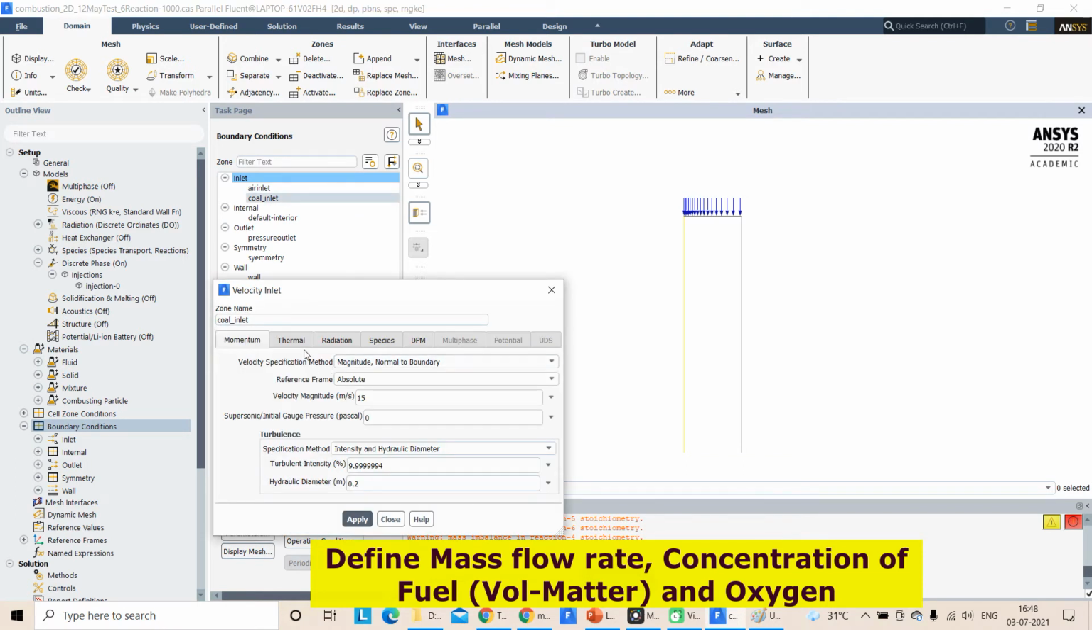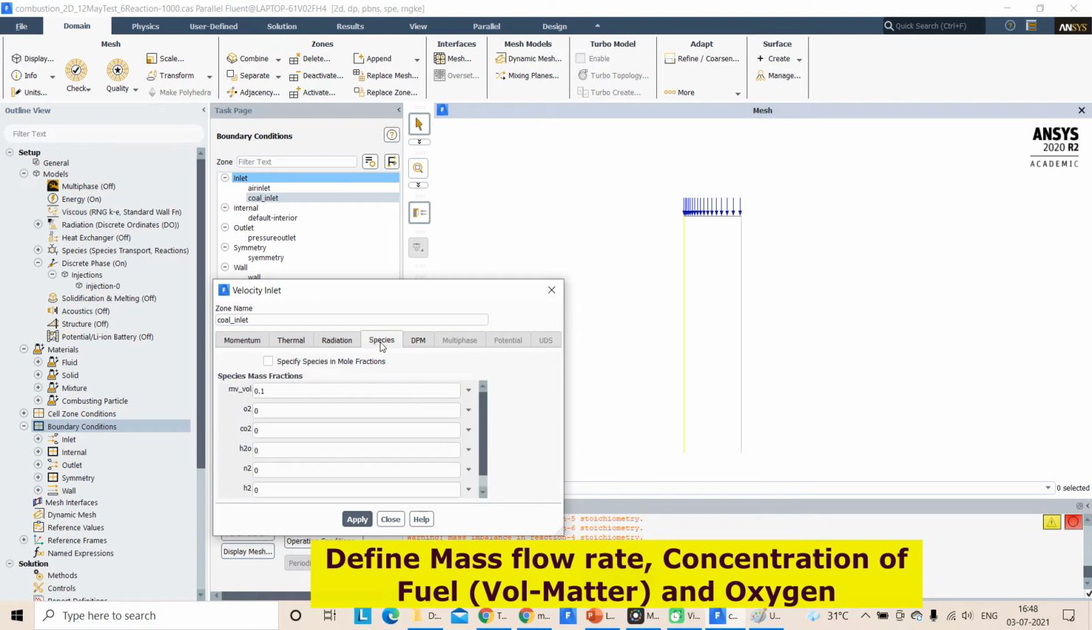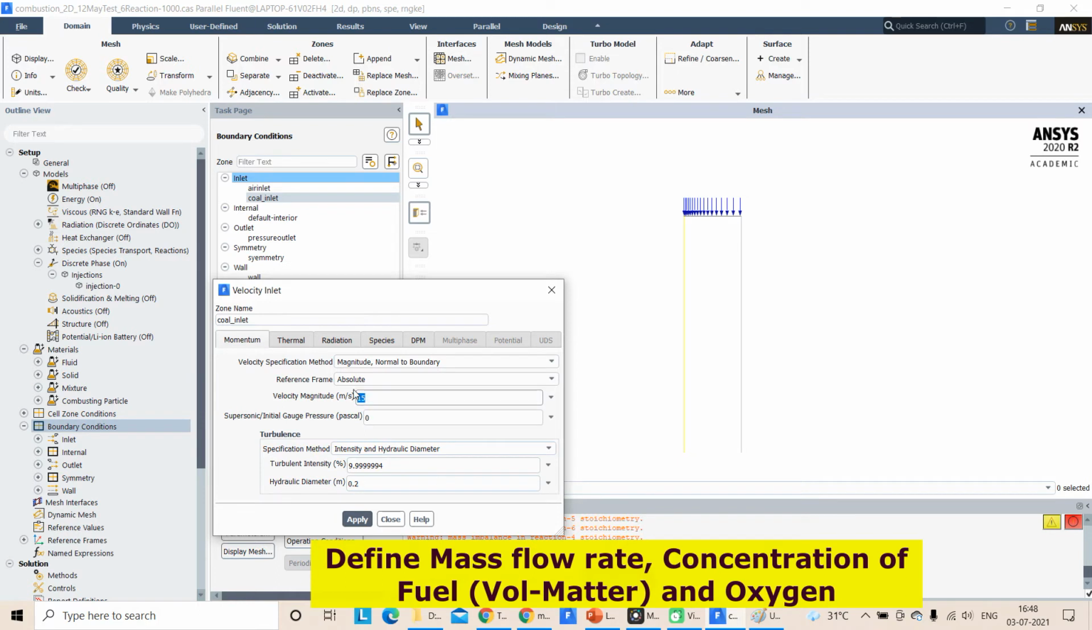Then you have to give the concentration of the volatile gas. How much is the concentration? You can give as per your practical data. Other species I am not defining, CO, H2. These are product species. For momentum we can give the volatile gas some velocity. I am just giving 50 meter per second. It may be low. We can define the turbulence parameters, like intensity 5, hydraulic diameter 0.2.